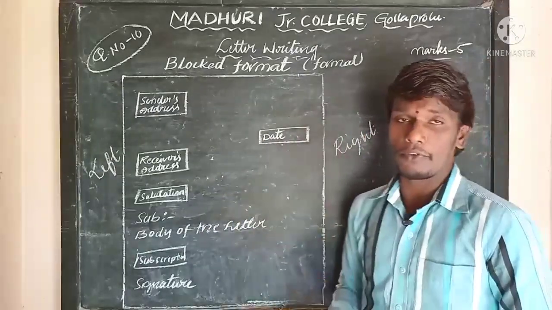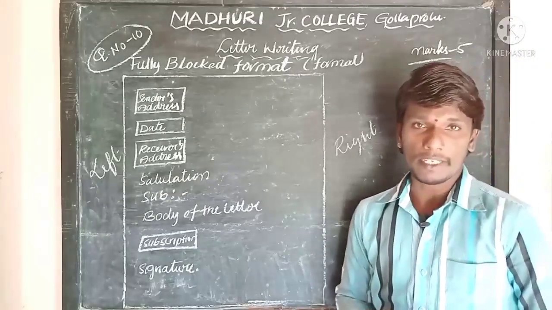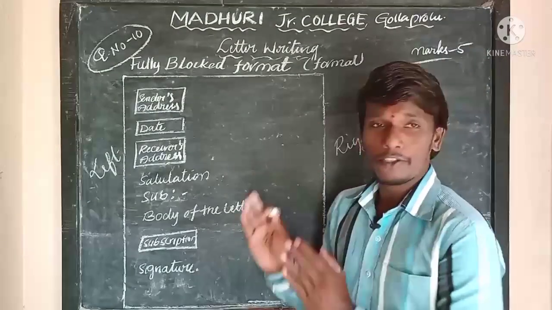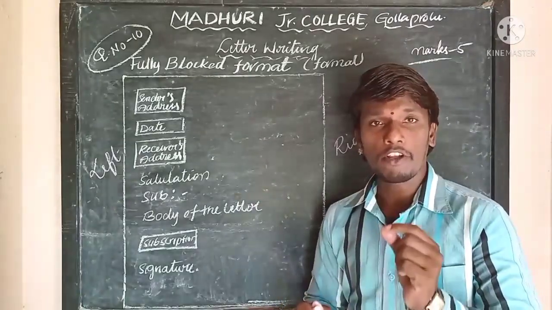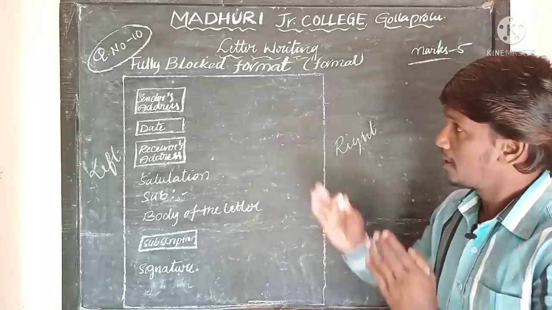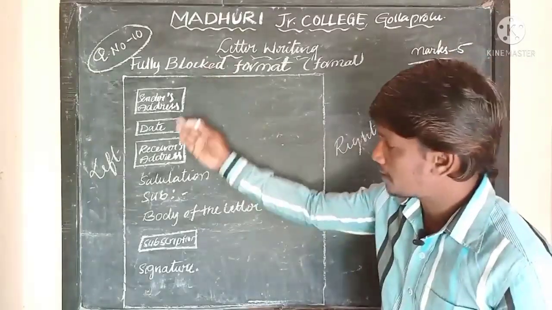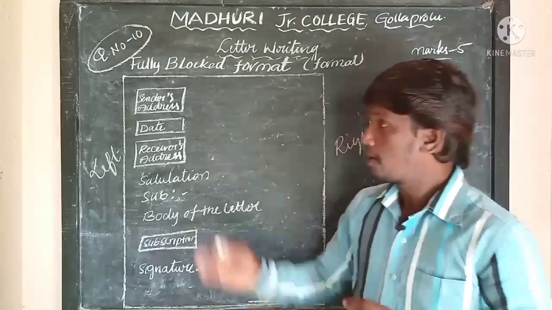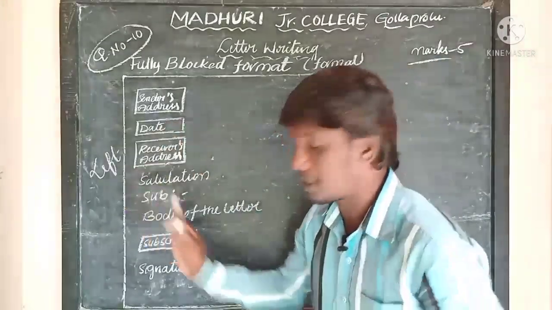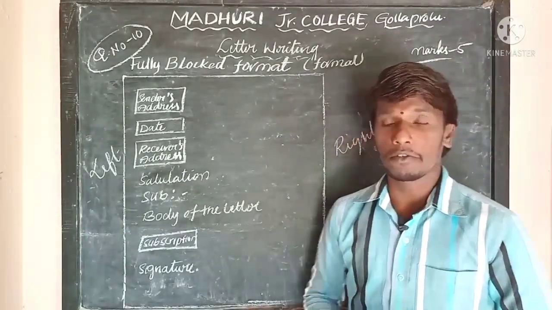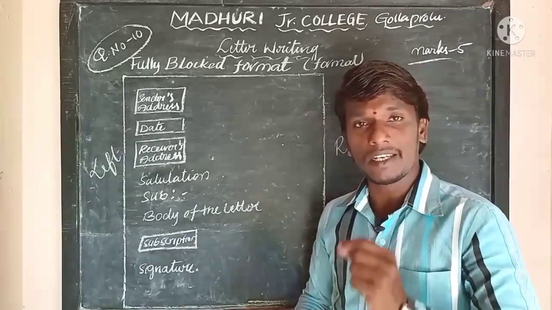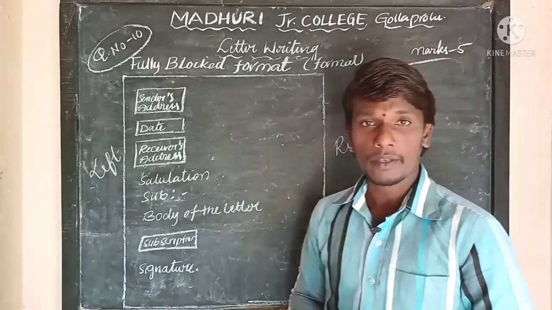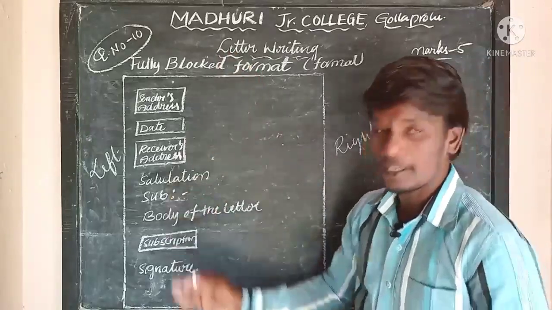Now let us talk about the fully blocked format, right? We shall discuss the fully blocked format in formal letter writing. See, there is a slight difference between blocked format and fully blocked format. Here, in fully blocked format, all the parts of the letter are directly written from the left margin. Very, very important point: all the parts of the letter are written directly from the left margin. Whereas in blocked format, except the date, all the parts are written towards the left margin. The date is written towards the right margin in the blocked format. But now in fully blocked format, all the parts are written from the left margin.